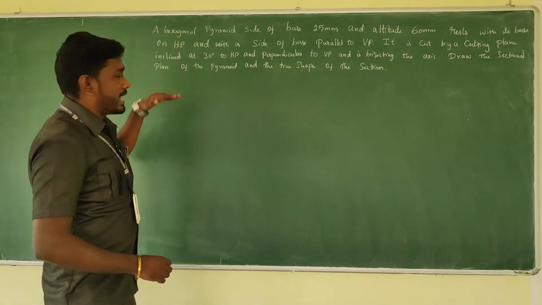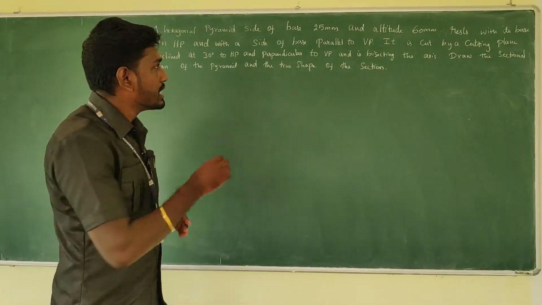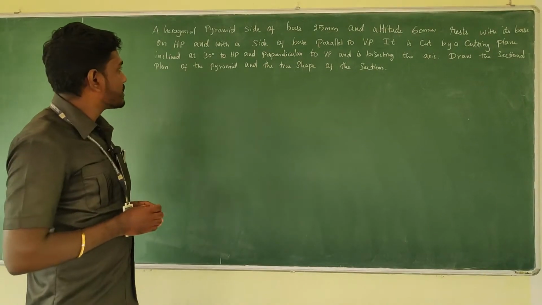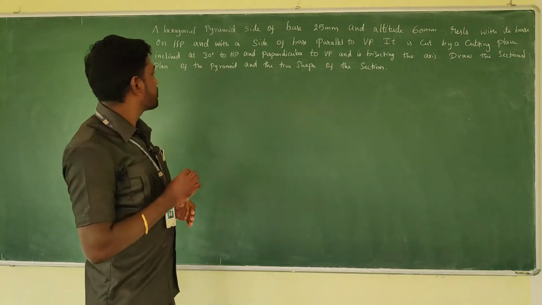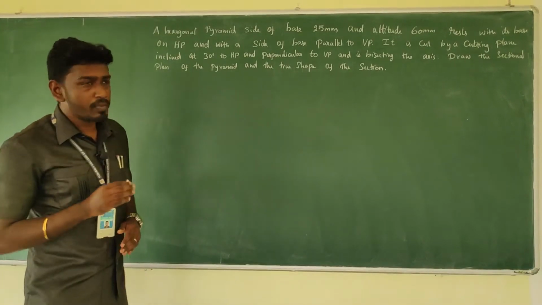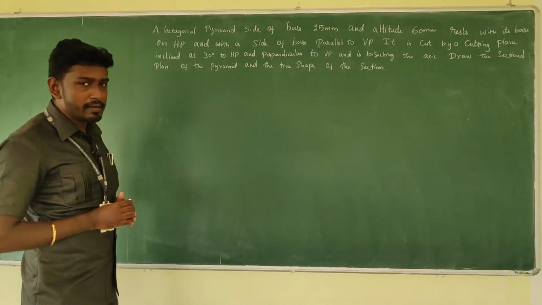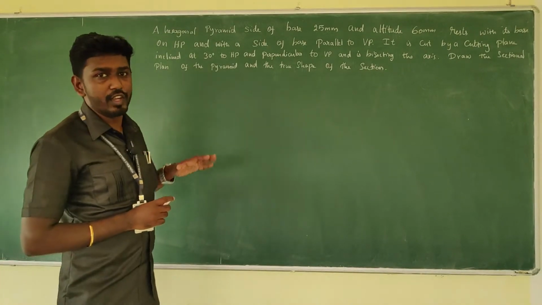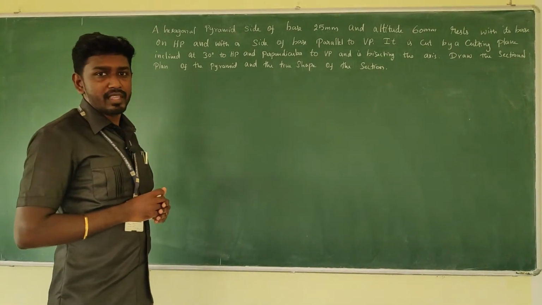The question is: a hexagonal pyramid, side of base 25 mm and altitude 60 mm, rests with its base on HP and with a side of base parallel to VP. It is cut by a cutting plane inclined at 30 degrees to HP and perpendicular to VP, and is bisecting the axis. Draw the sectional plan of the pyramid and the true shape of the section. This is the given question for us, for which we are going to make the sectional plan of the pyramid and the true shape of the section.